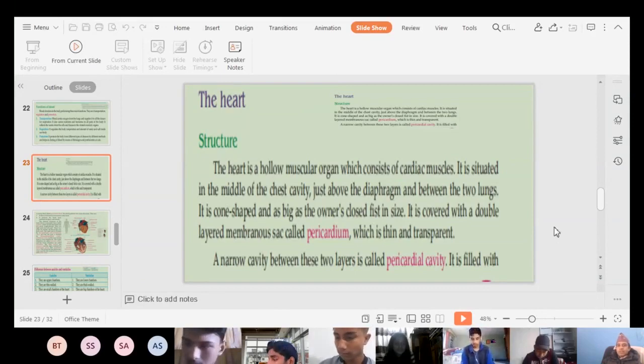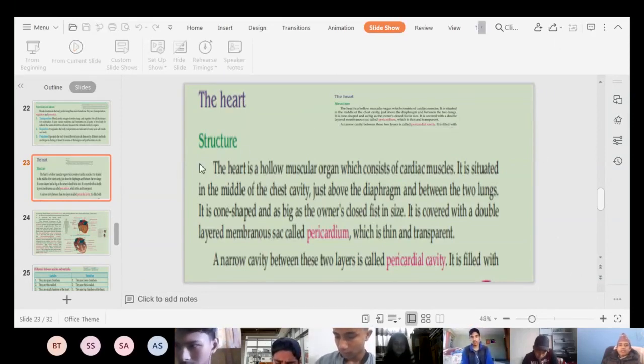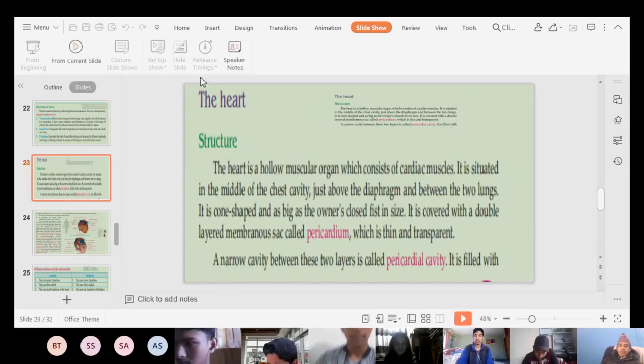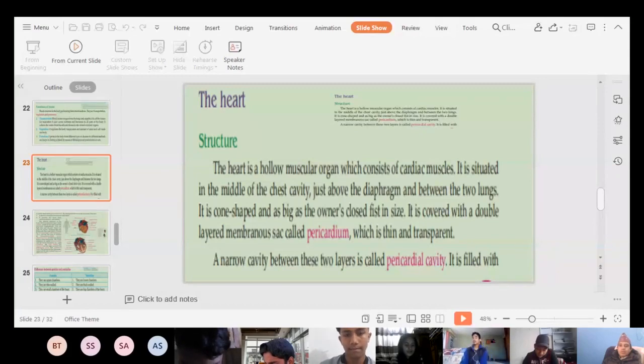So, students, now listen carefully. The heart is a hollow muscular organ made up of which type of muscle? Cardiac muscle. It is made up of cardiac muscle. We know there are three types of muscles. They are voluntary muscle, involuntary muscle, and cardiac muscle. So cardiac muscle is present in heart only. It is very strong muscle. Its structure is similar to voluntary muscle, but function is involuntary.